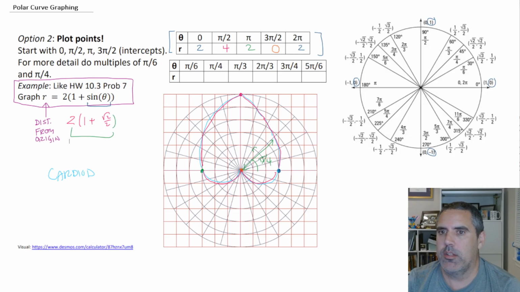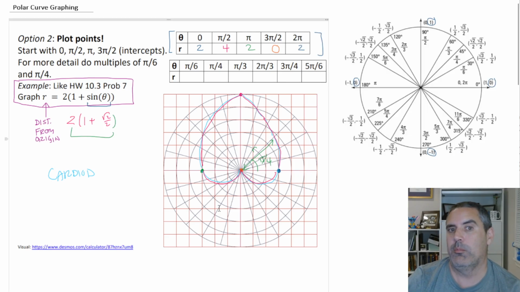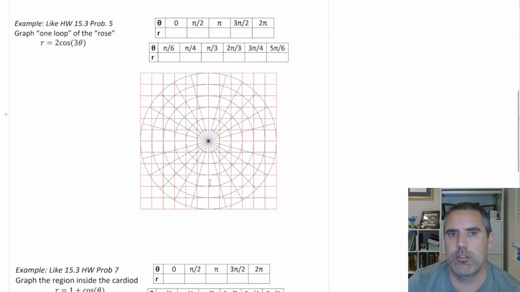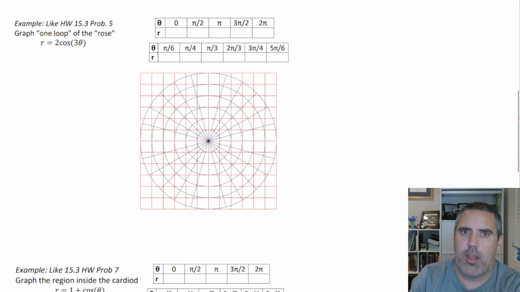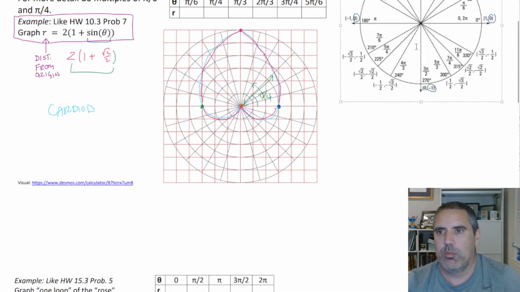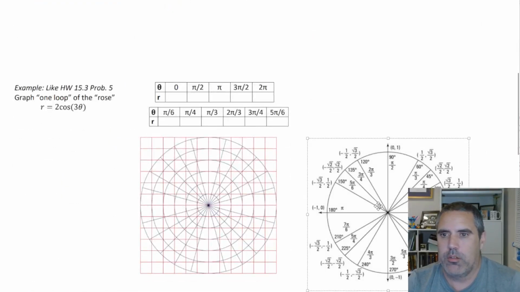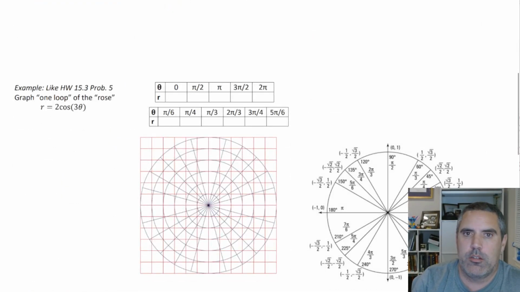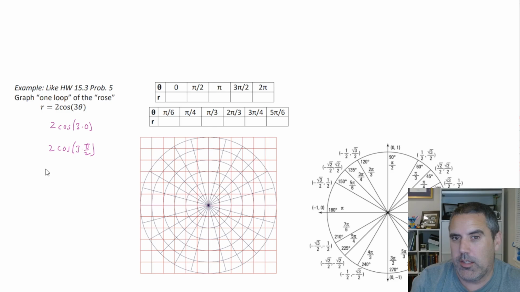All right, let's try it again with another one. So cardioid is one common example. Another common example is this thing we call a rose. So again, my goal here is mostly for you to practice plotting intercepts. We can bring our unit circle along for the ride here if we don't know our values very well. But the values I'd be computing are what happens when I plug in 0 here. What happens when I plug in pi over 2 here? What happens when I plug in pi here?